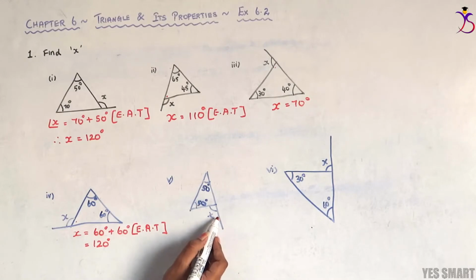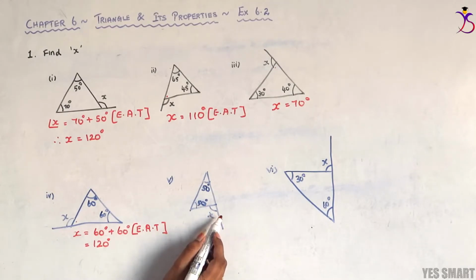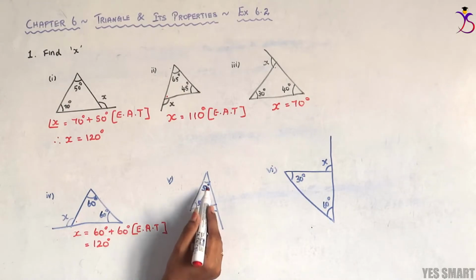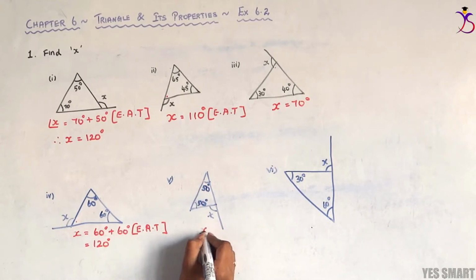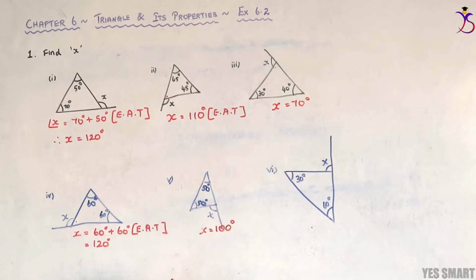Now moving on to the fifth subdivision, we have the exterior angle x outside the triangle. When you step in, the two opposite interior angles are 50 and 50. So when you sum them up, you will have 100. Therefore, x is equal to 100°. The reason is the same, the exterior angle theorem.